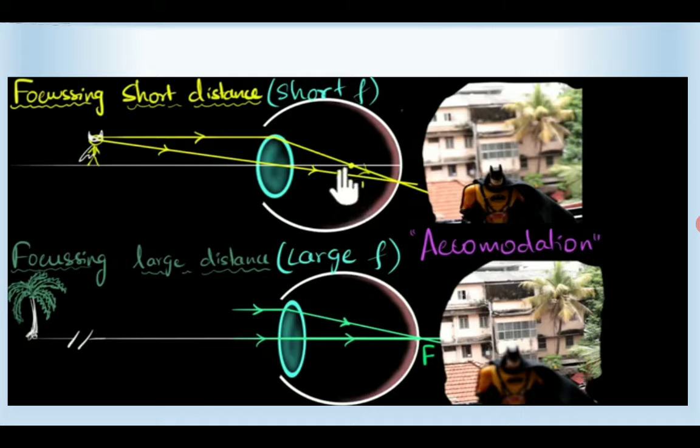And similarly, if you want to increase back the focal length, bring it back to what we had before, well, then you let go of this pushing force. It'll snap back over here. So this is how accommodation happens.